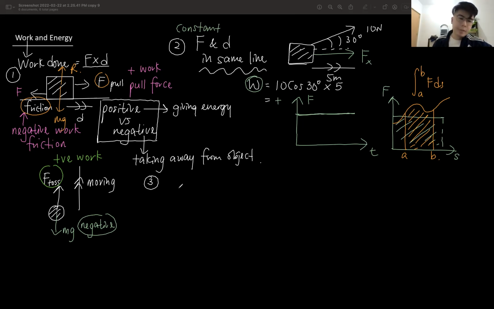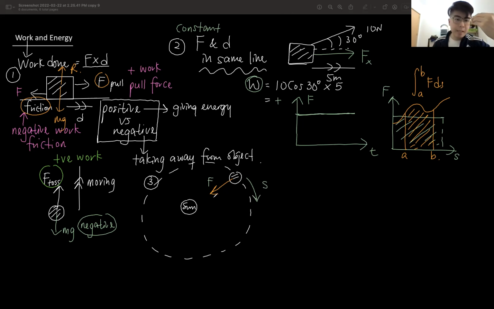For example, the Earth rotates around the sun. The Earth goes in an orbit. What is the force pulling the Earth? The force pulling the Earth is towards the sun. The sun asks the Earth to come here. But due to whatever reason, the Earth doesn't want to come here. The Earth wants to go here. That is the distance traveled. This is the force. Not in the same line. Is there any work done? There's no work done. We say that there's no work done by the force F.